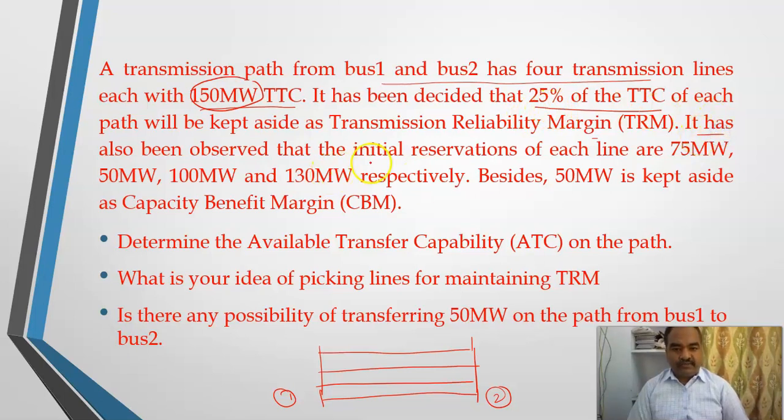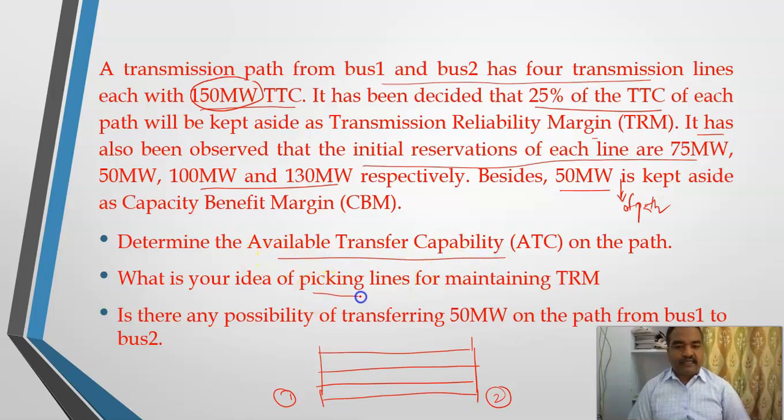And it has also been observed that initial reservations of each line are 75, 50, 100 and 130. Besides 50 megawatts of the path as CBM. On which line? It is your choice. Determine the ATC of the path. What is your idea of picking lines for maintaining TRM? Is there any possibility of transferring 50 megawatts on the path from bus 1 to bus 2?